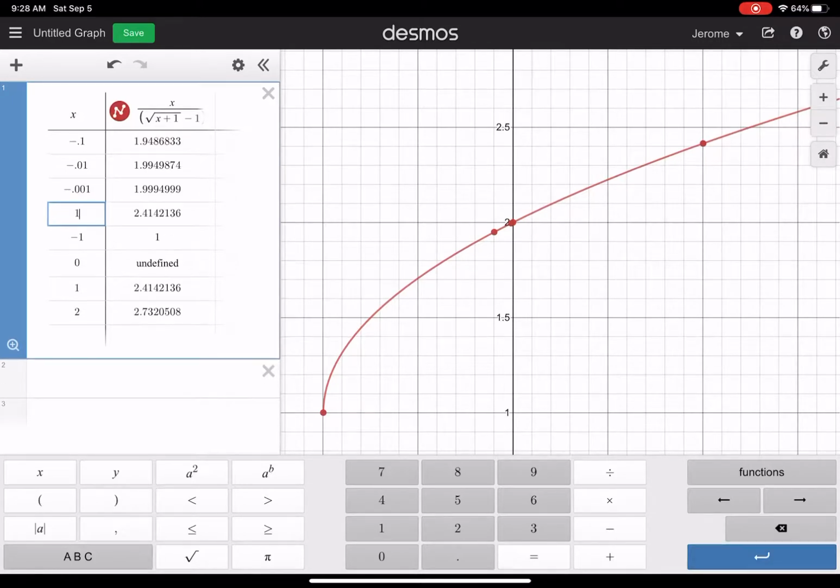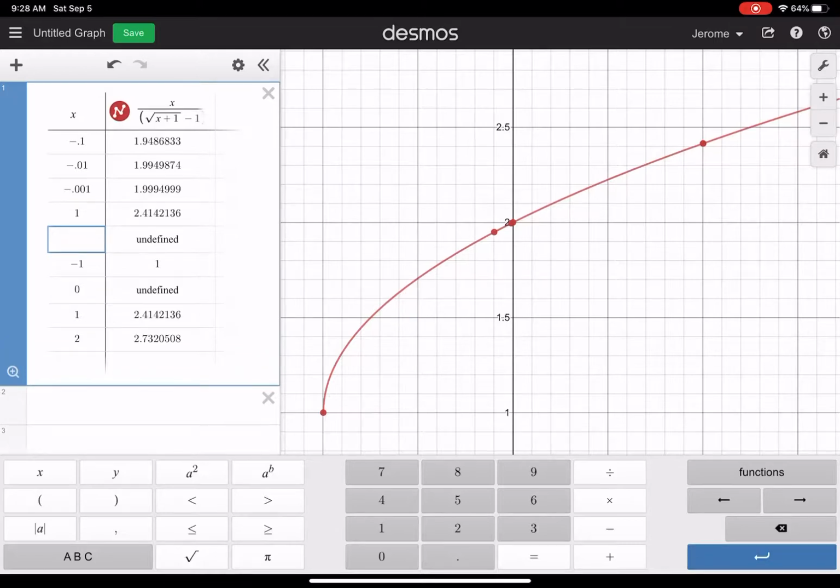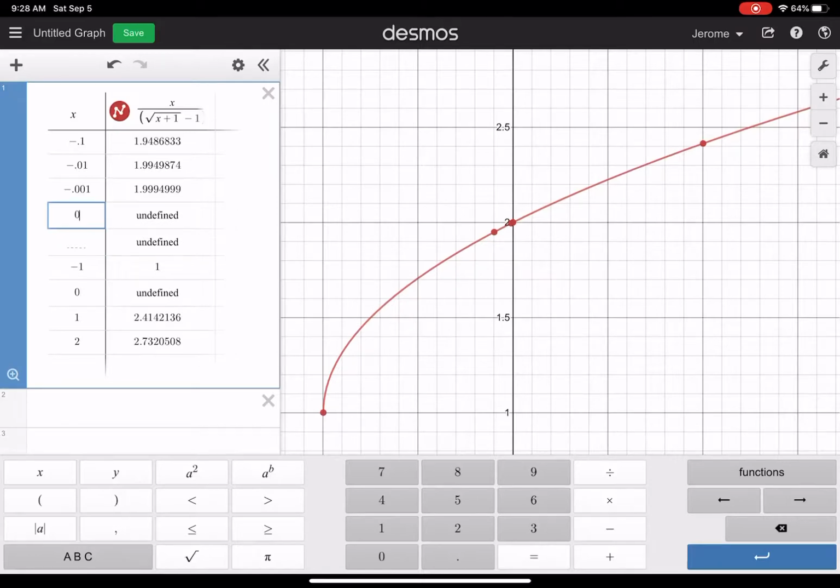I can put in the number 1 here. It should say undefined at that particular point. Why 1? How about the number 0, which is what we're trying to evaluate? Okay, and then step away.